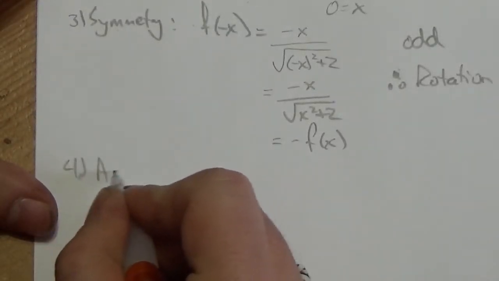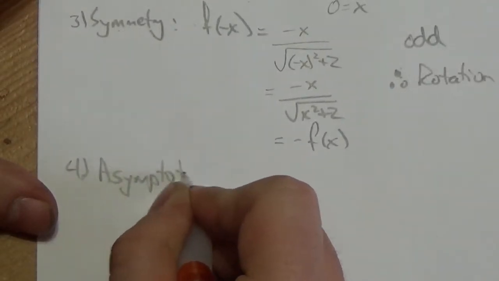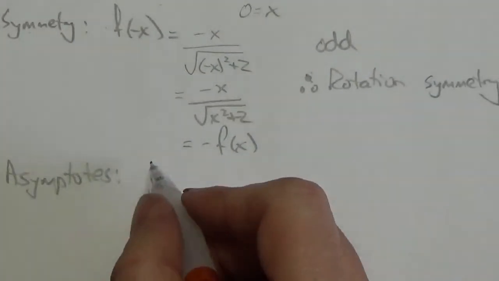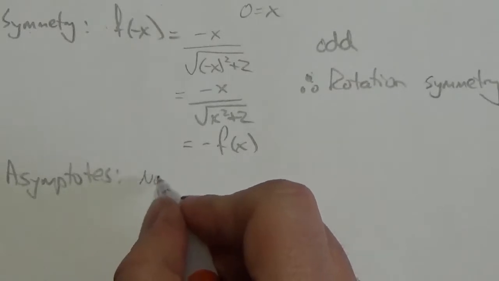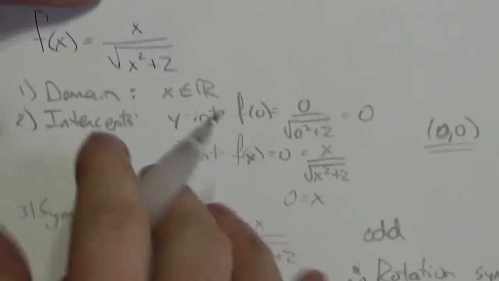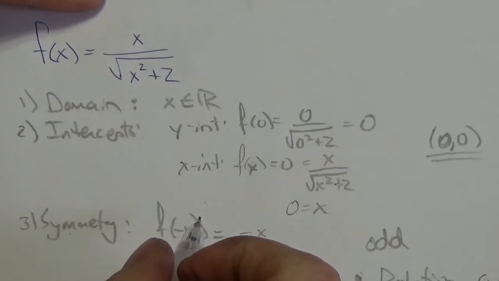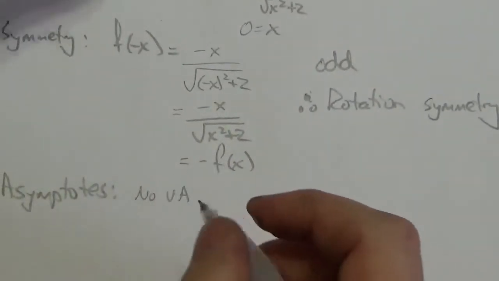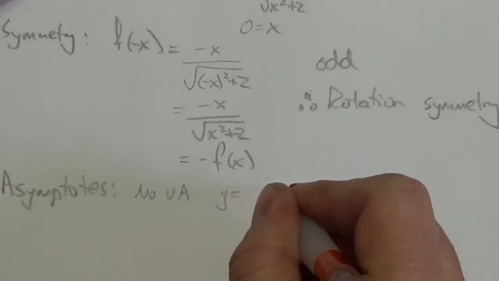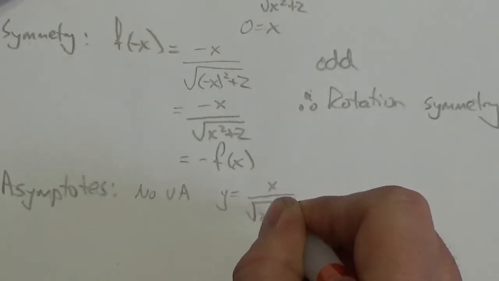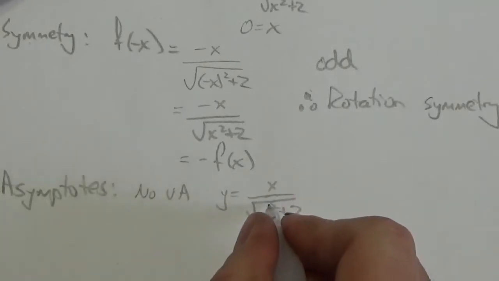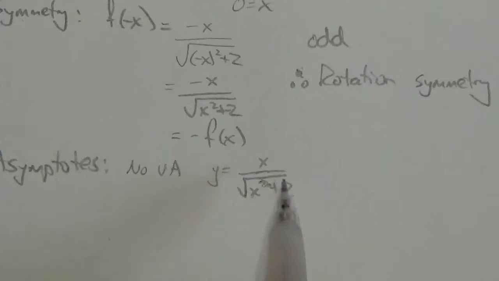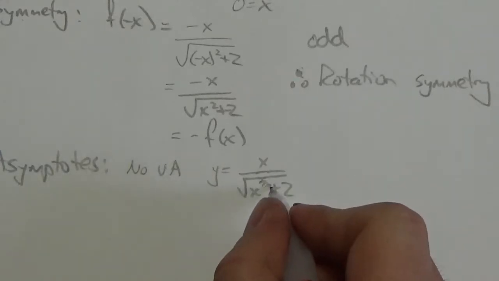4, asymptotes. This is a rational, so I am going to be expecting an asymptote here. Now, it's going to have no vertical asymptotes, because the denominator doesn't go to 0 here. But have a quick look at this. I'll write the function out again. Notice that the degree of the numerator and the denominator really are the same. It's linear in the numerator, and it's linear in the denominator because it's the square root of an x squared.